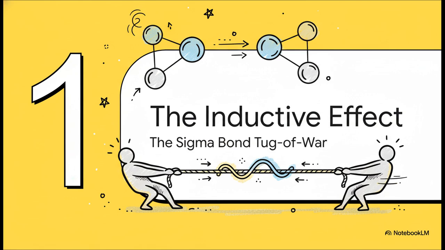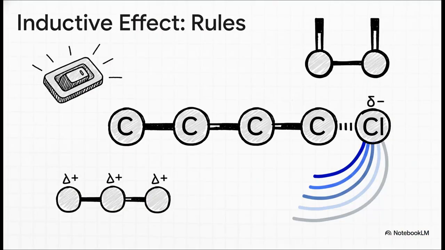The best way to picture this is as a little game of tug-of-war happening right inside the single bonds, the sigma bonds, that make up the skeleton of a molecule. So let's talk about the rules of this game. First off, the inductive effect is permanent. It's always on. It works through those sturdy sigma bonds, and what it does is create these tiny little partial positive and negative charges. But, and this is super important, it's a short-range force. Its influence basically vanishes after about 3 carbon atoms.